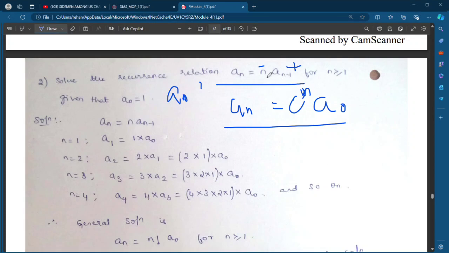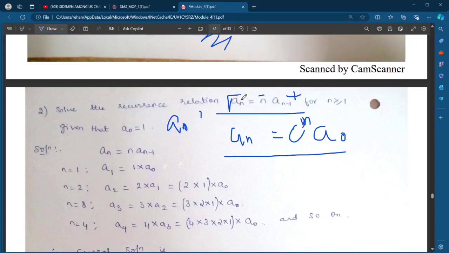Since the constant is not given, in this equation itself I'll substitute the values one by one. a_1 = 1 into a_(1-1), that is 1 into a_0. Then a_2 = 2 into a_(2-1), which is 2 into a_1. In the same way you can see 3 into a_2, 4 into a_3. Now a_1 can be written again as 1 into a_0.